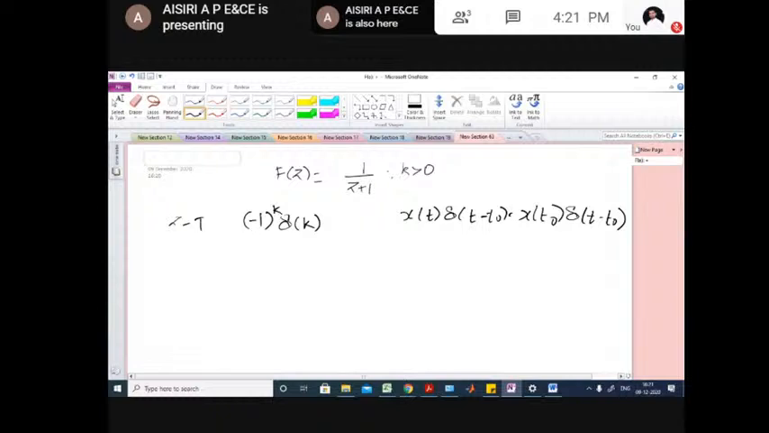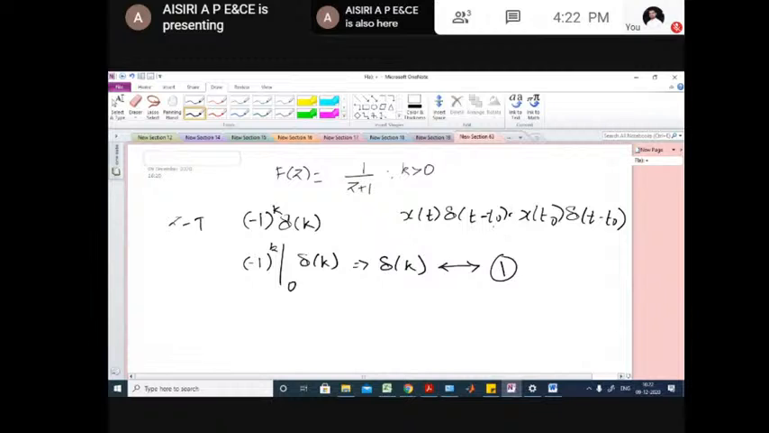Here, this function gets evaluated at 0, because it is in the form of delta of k minus 0. So I have to evaluate this function at 0 into delta of k, which is nothing but delta of k itself. What is the z transform of delta of k? It is 1, which is not the given answer. So it cannot be the first option.